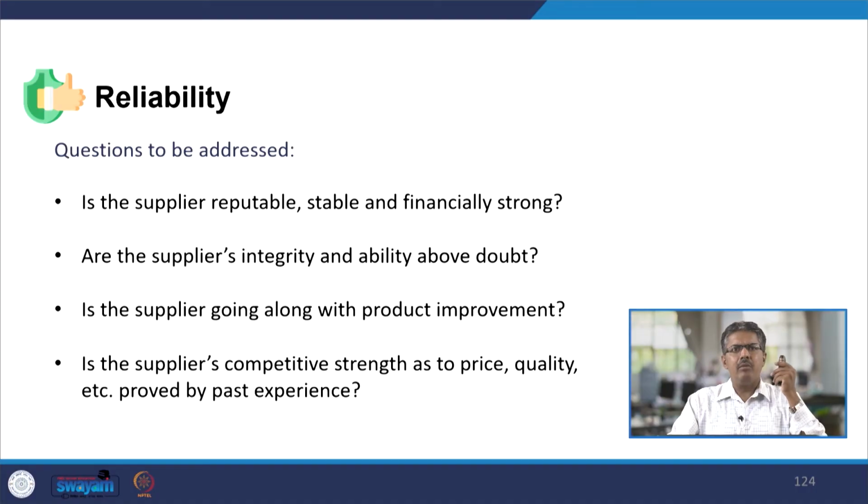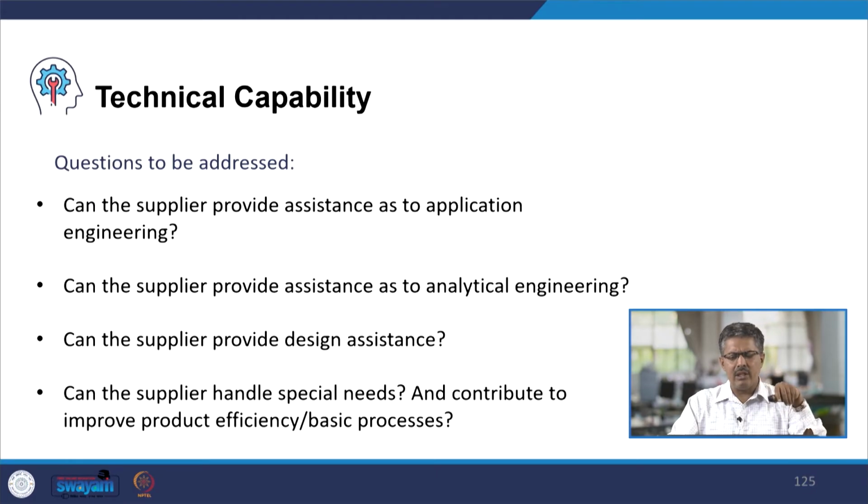So, when we talk about reliability, for example, is the supplier reputable, has a good reputation in the market, stable and financially strong, is the supplier's integrity and ability above doubt, is the supplier going along with the product improvement process. So, is he always creating an improved product, is the supplier's competitive strength as to price, quality, etc., proved by past experience. That means what kind of a supplier is he. So, these are few questions that you will answer.